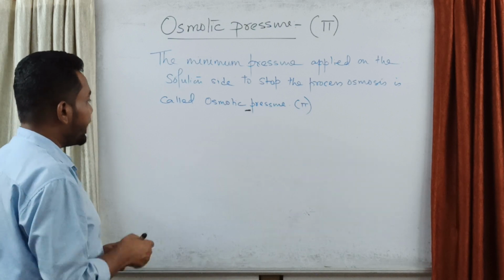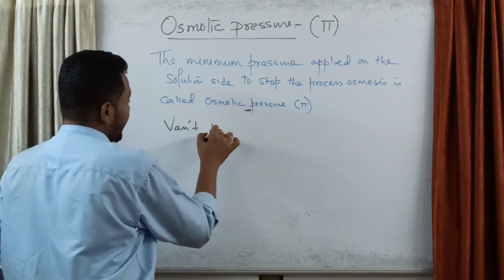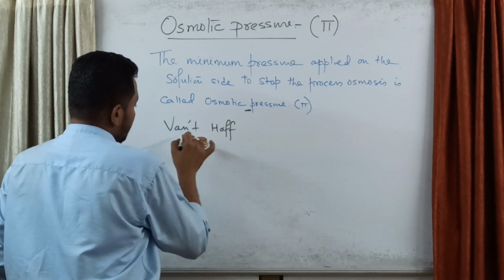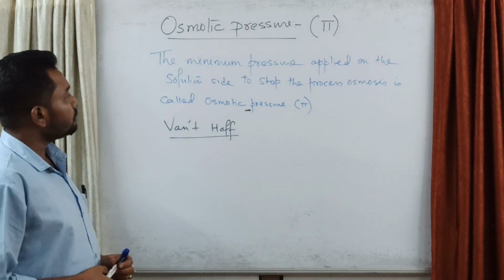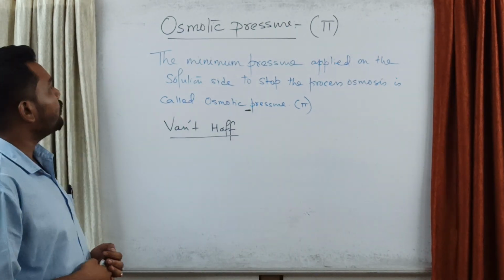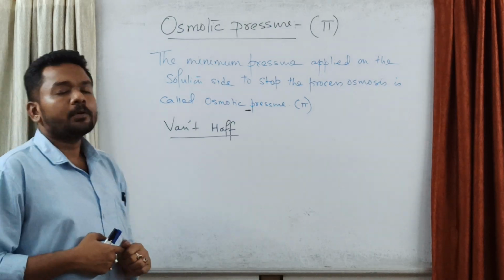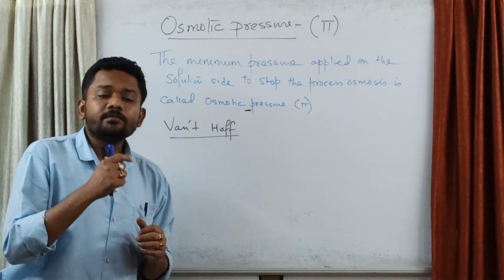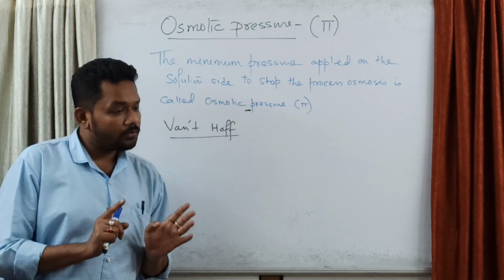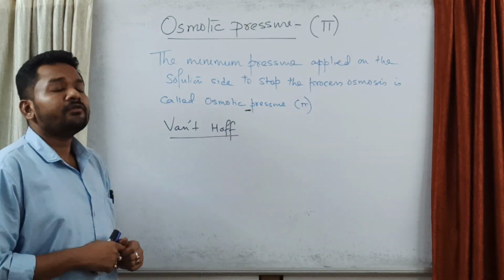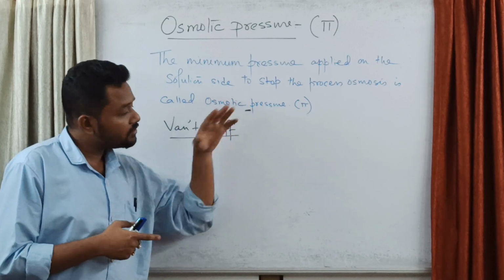Now there is a scientist, a gentleman, you all know, Van't Hoff, who by different types of experiment found that osmotic pressure, that is pi, is directly proportional to the concentration of the solution. Not only concentration but also the temperature. If you change the temperature, the pi value also changes.